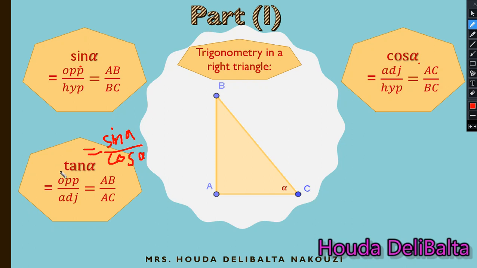So when there is a "deduce" in the question, then definitely you are going to use the previous parts and you are going to divide sine alpha over cosine alpha without applying this rule.